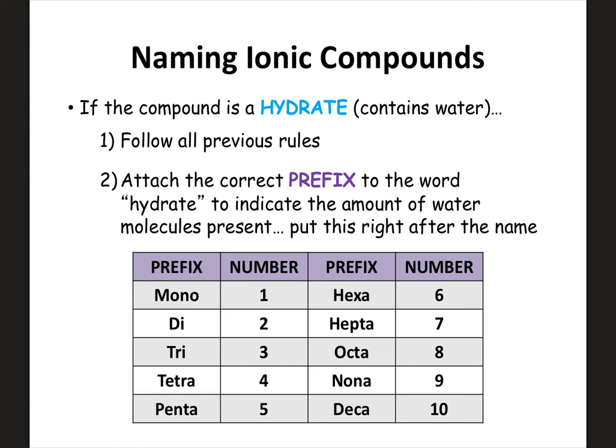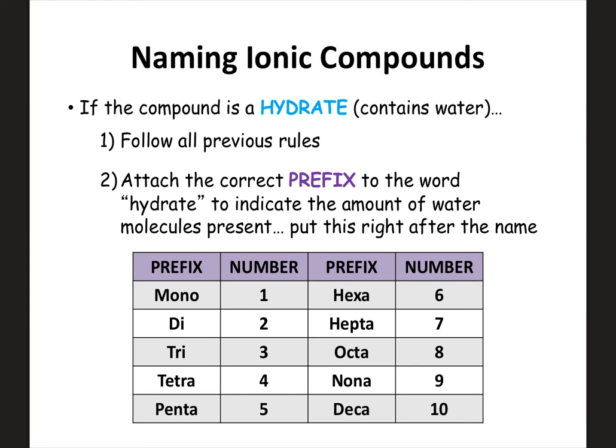The last thing in this section that is different from honors are the hydrates here with ionic compounds. We might have talked about these in honors, but I just want to kind of refresh in case you forgot about them. So anytime you have an ionic compound, remember ionic compounds have a metal and a nonmetal in them. If they have water with them, they're called a hydrate. So you would need to follow all previous ionic naming rules to name a hydrate. All right, so you still got to know your ionic naming rules, but then the key here is you would attach the correct prefix to the word hydrate to indicate how many water molecules are present, and you would put this right after your ionic name.